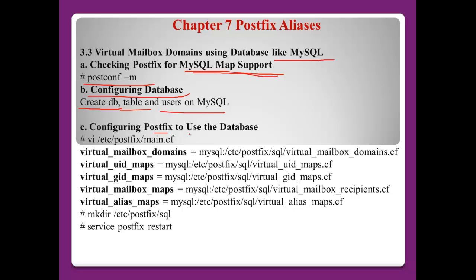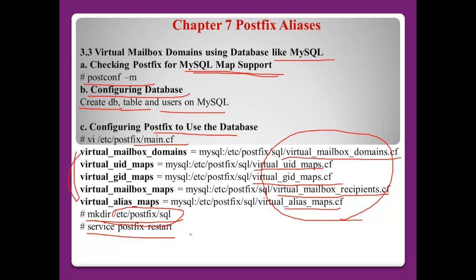And after that, in the Postfix file here, main.cf, we need to add this kind of line. First one, virtual mailbox domains. So this kind of domain will be configured in this file, and the virtual UID maps here, and the virtual GID maps, and the virtual mailbox maps here, mailbox-recipient.cf, and alias maps here. So after we create these lines and the files, before we start Postfix, we have to create this directory. In my case, /etc/postfix/sql, and in this directory we must find this kind of file, and after that, service postfix restart.